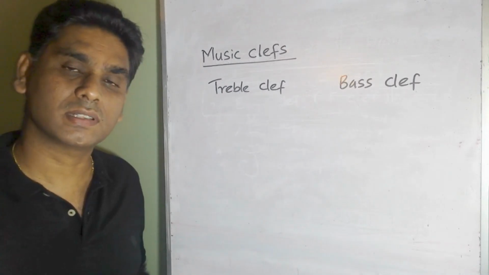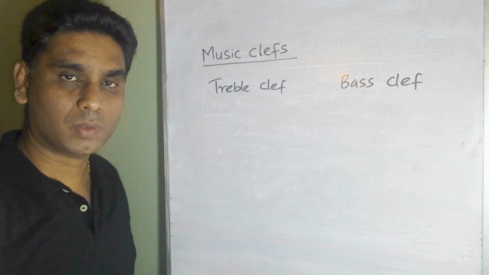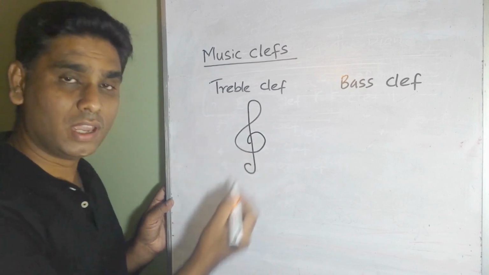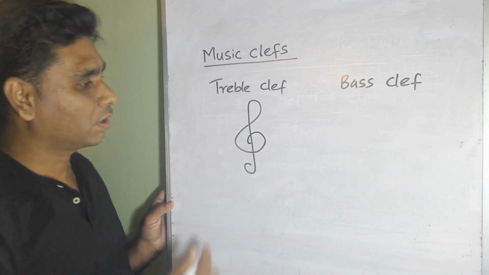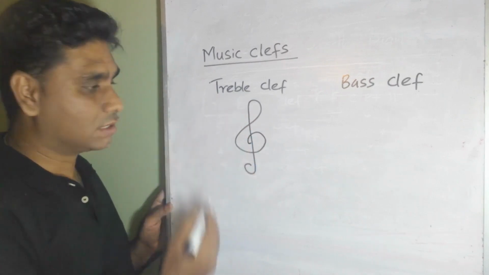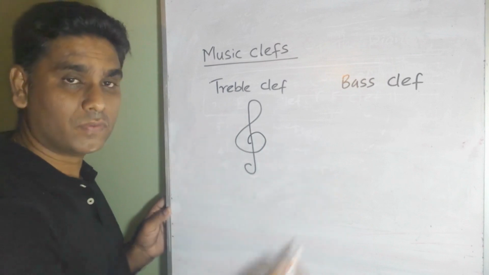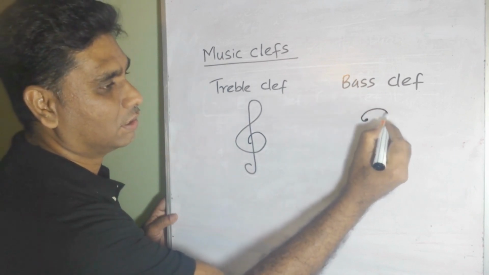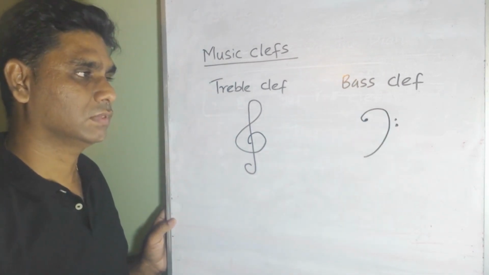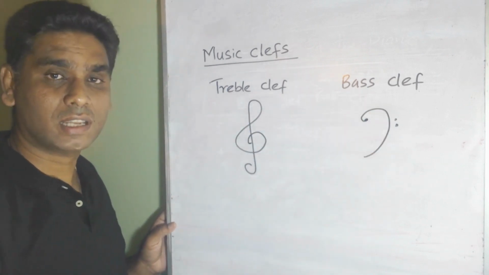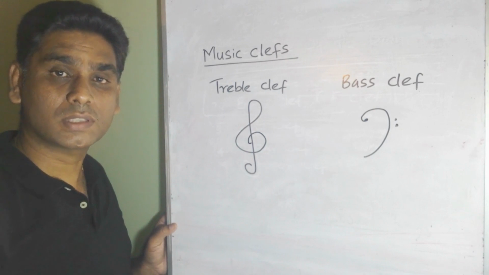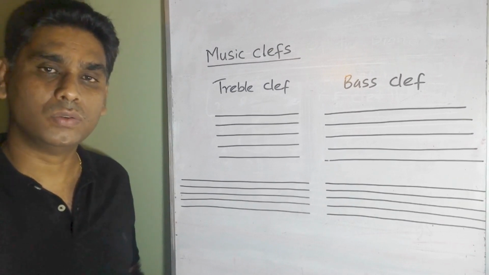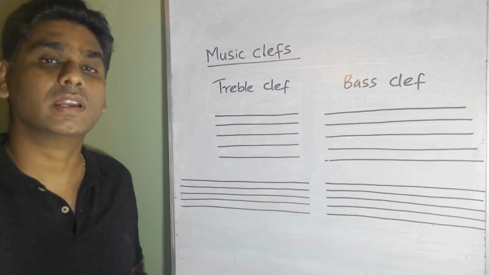Music clefs are symbols. Our first clef is treble clef. It looks like this. You may have seen this symbol in a music sheet. When you see this kind of symbol in a stave, the notes of that stave should be played by your right hand. And this is the bass clef. If you see a bass clef in a stave with the music notes, those music notes have to be played by your left hand. Now we are going to learn how to draw the clefs in a stave the correct way.